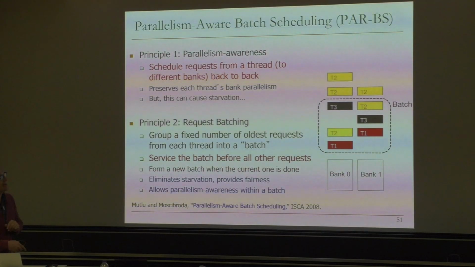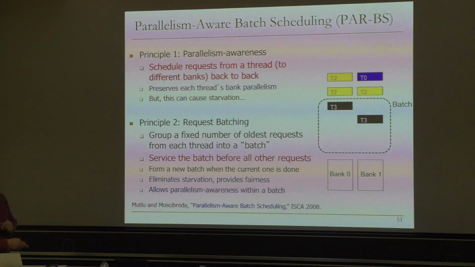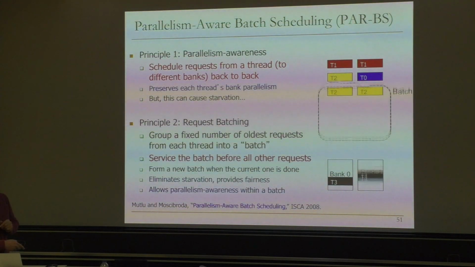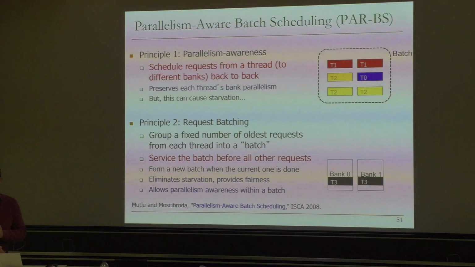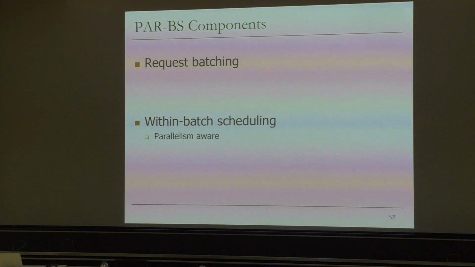Now, you first finish the batch. T1's requests are prioritized and serviced in parallel. And then T2's requests are prioritized and serviced in parallel, but you don't take T2's requests that are outside the batch. And then you take T3's requests and service them in parallel, and then you form a new batch. And that's how the memory controller keeps operating. Makes sense, hopefully. And it turns out, basically, there are 2 components. You need to batch the requests, and you need to do within batch scheduling.